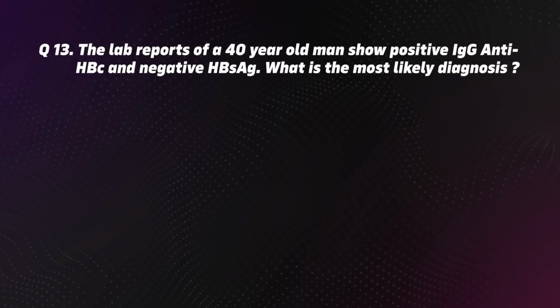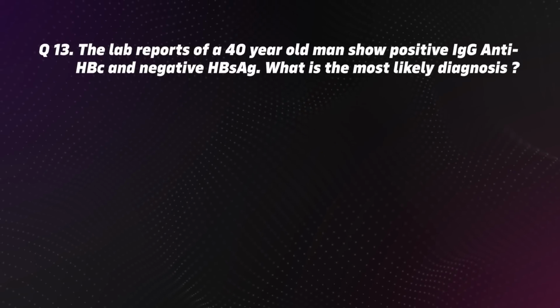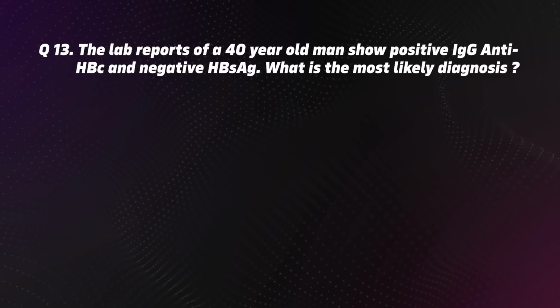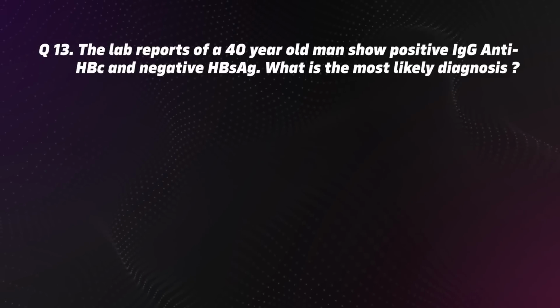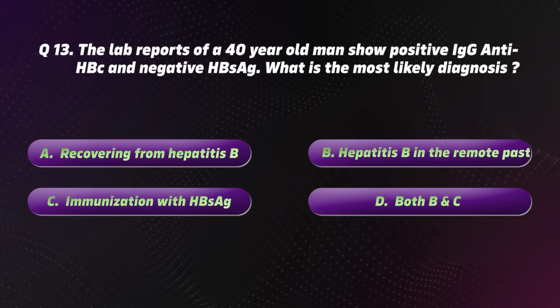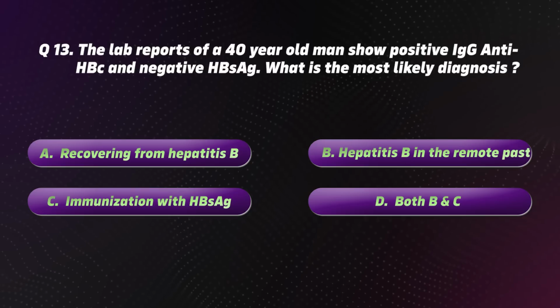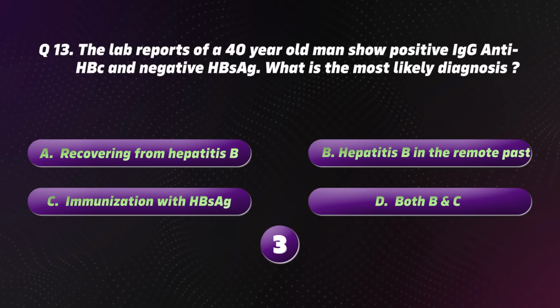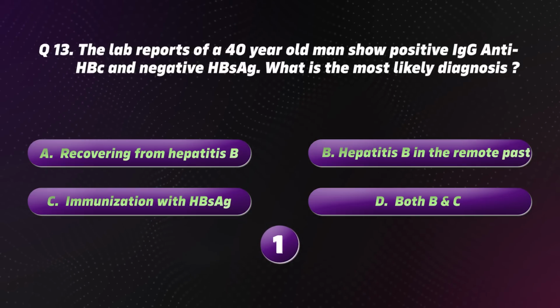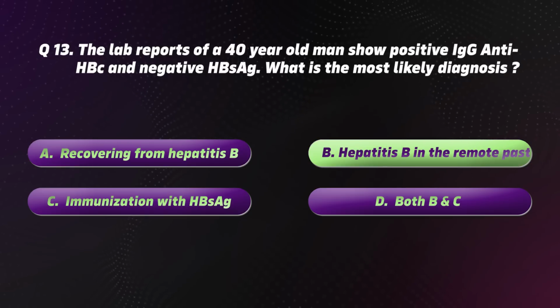Question 13. The lab reports of a 40-year-old man show positive IgG anti-HBc and negative HBsAg. What is the most likely diagnosis? Here are the options. A. Recovering from hepatitis B. B. Hepatitis B in the remote past. C. Immunization with HBsAg. D. Both B and C. And the correct option is B. Hepatitis B in the remote past.